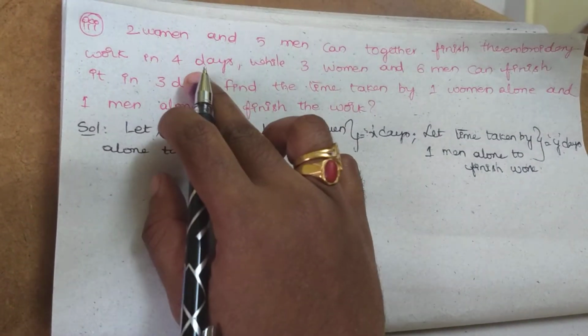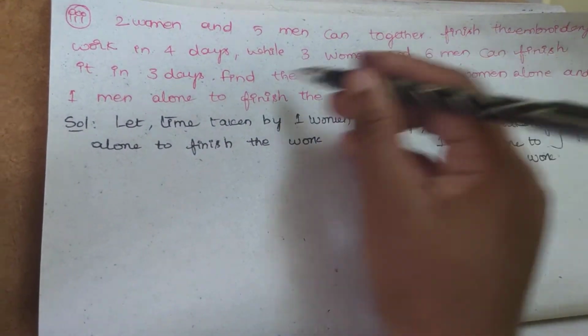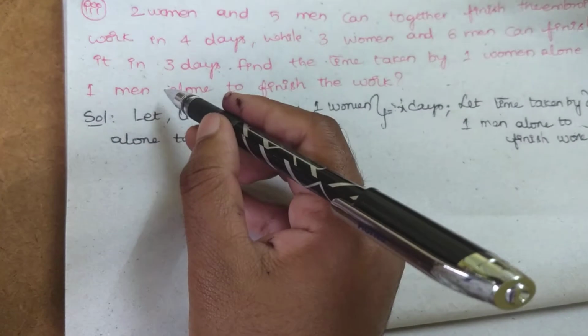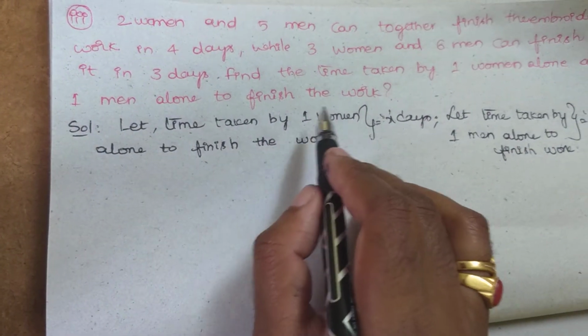Hello friends, let's move on to sub question 3. 2 women and 5 men can together finish the embroidery work in 4 days, while 3 women and 6 men can finish the work in 3 days. Find the time taken by 1 woman alone and 1 man alone to finish the work.